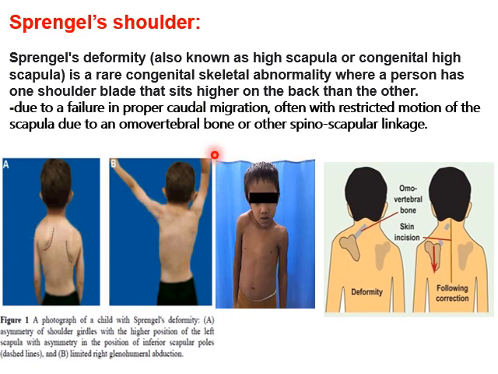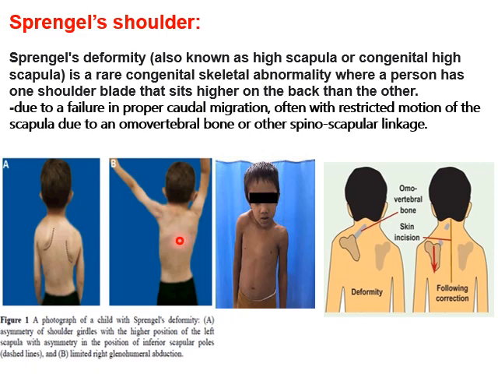So the abduction of the limb: this is the normal side, this is the abnormal side, that is the Sprengel's shoulder. The overhead abduction is normal on the normal side, whereas it is very much restricted to about say 120 degrees on the Sprengel's shoulder side.